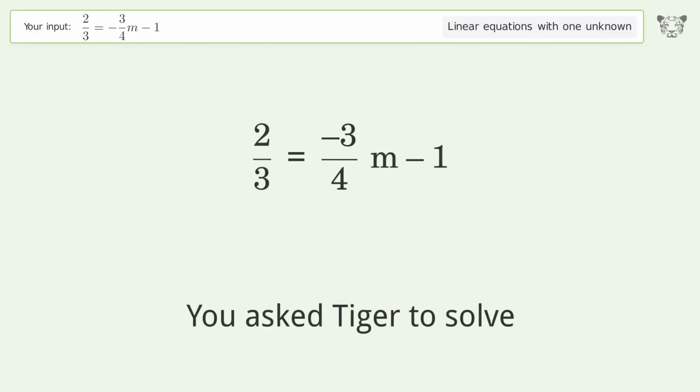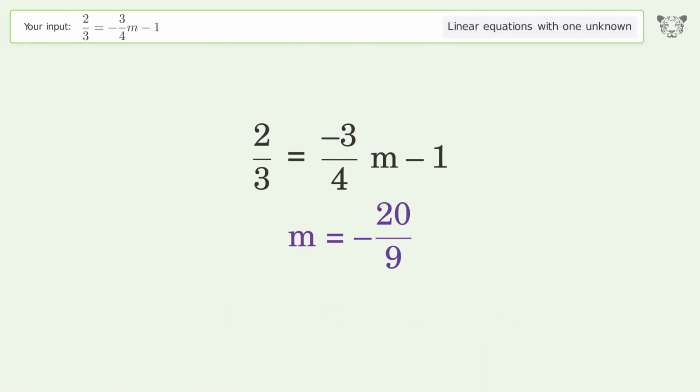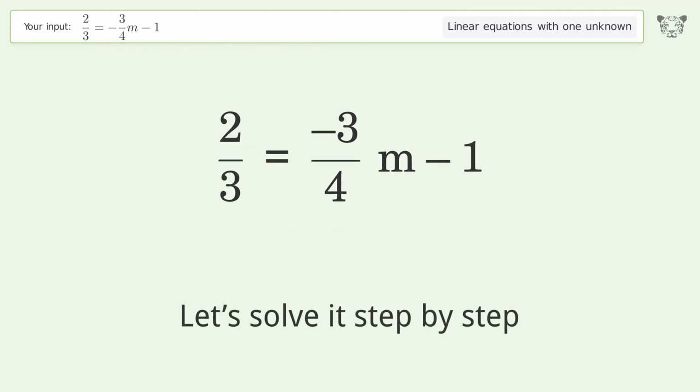You ask Tiger to solve this. This deals with linear equations with one unknown. The final result is m equals -20/9. Let's solve it step by step.